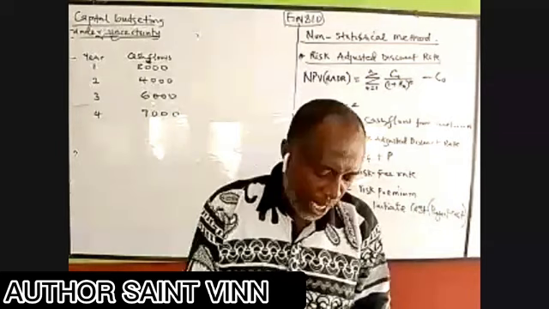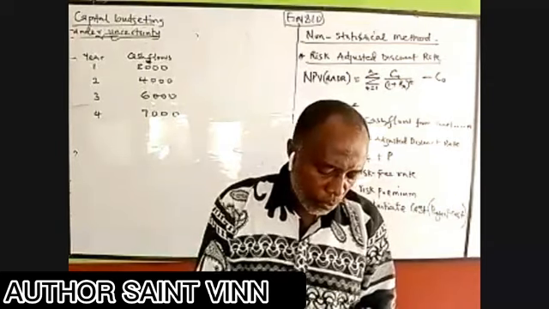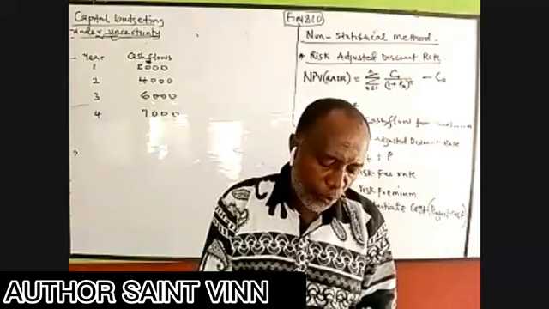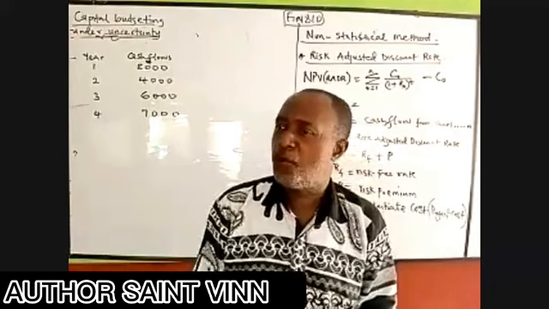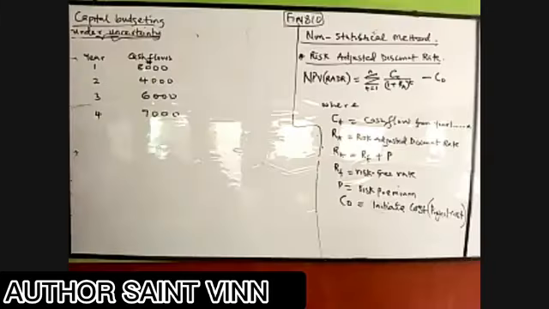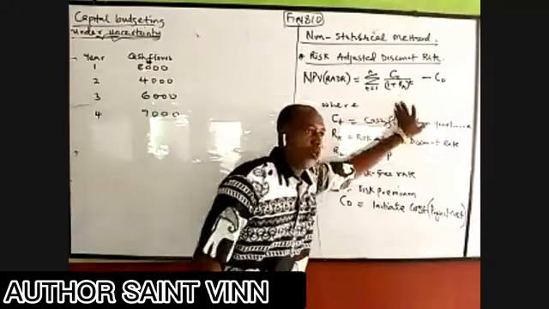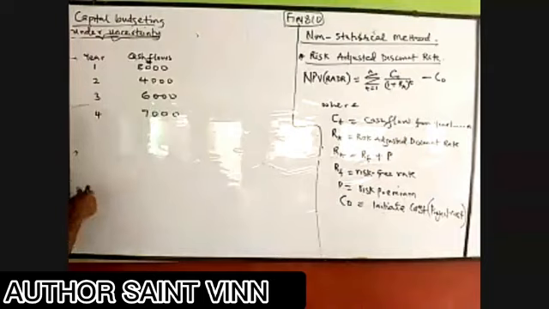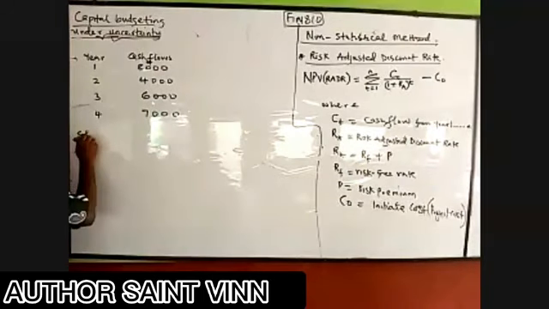The project is expected to generate future cash flows as follows. Now, like I said, I can use the formula or the tabular form. I'm using the two.